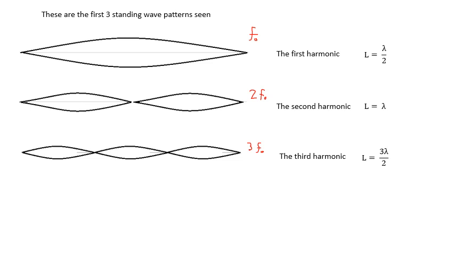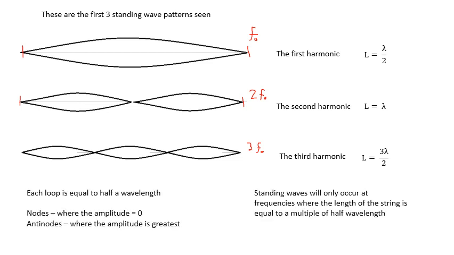Remember that each loop is half a wavelength. So for the first harmonic, the length of the string is half a wavelength. For the second harmonic, the length of the string is a wavelength, because it's 2 halves. For the third harmonic, the length of the string is 3 half wavelengths, 3 lambda over 2. Each loop is half a wavelength.